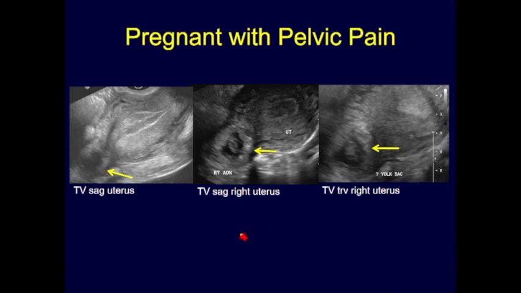This is a different patient who had an interstitial ectopic pregnancy. There's no IUP. There's a gestational sac kind of bulging off the side of the uterine fundus. You can see that there's an echogenic chorionic rim. The trophoblastic tissue is very echogenic. And then there's an embryo with the yolk sac inside.